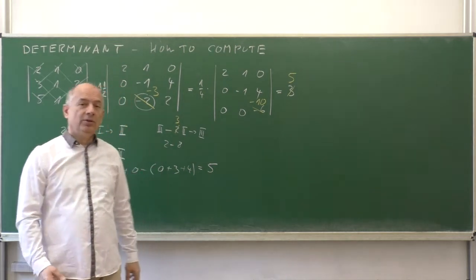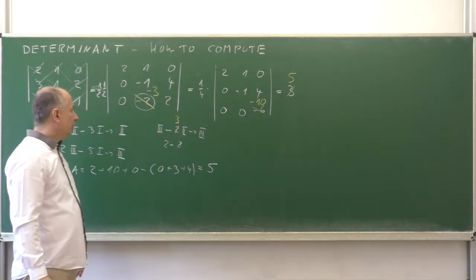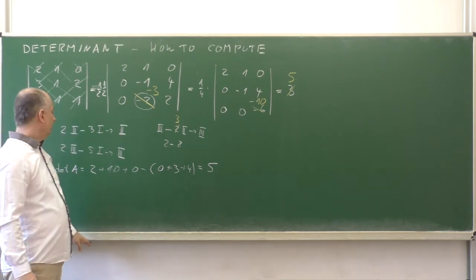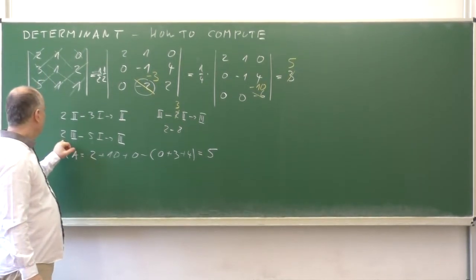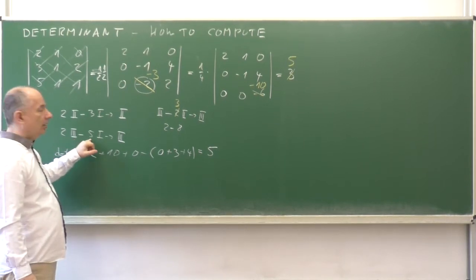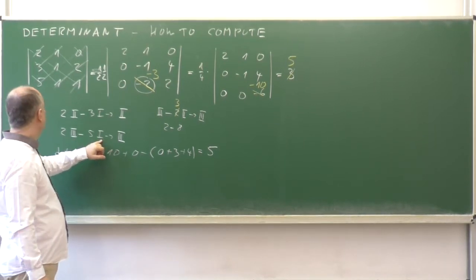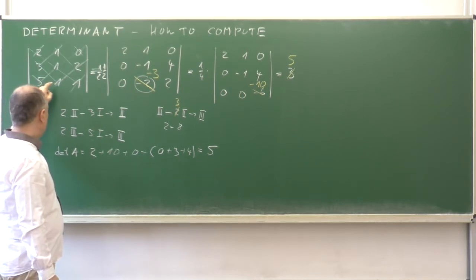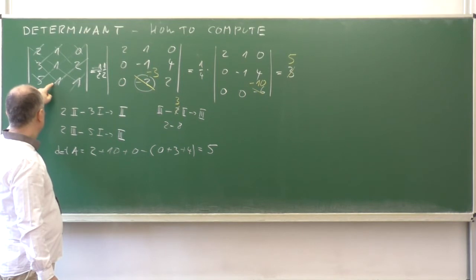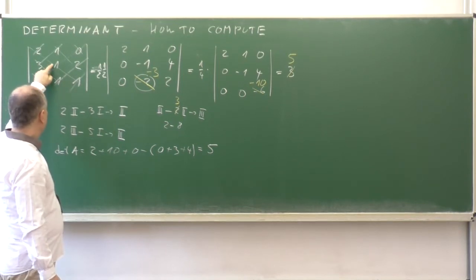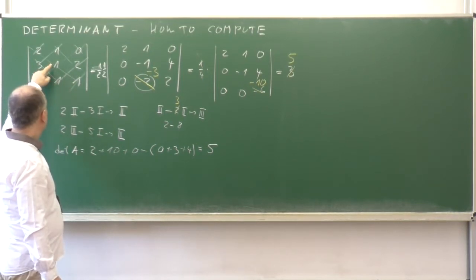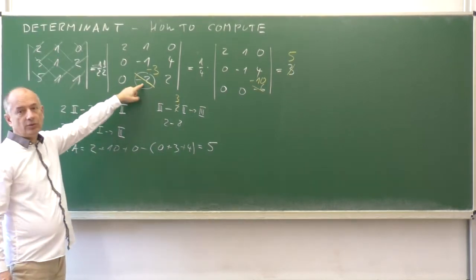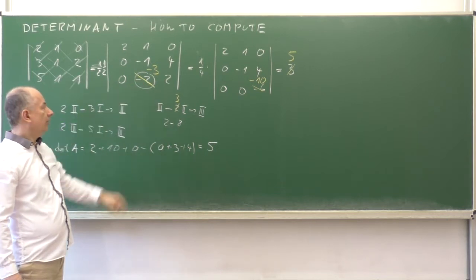There was one mistake in the previous computation. When we operated the third row, we take 2 times the third row minus 5 times the first one. So here we have 2 minus 5, which is not minus 2, but rather minus 3.